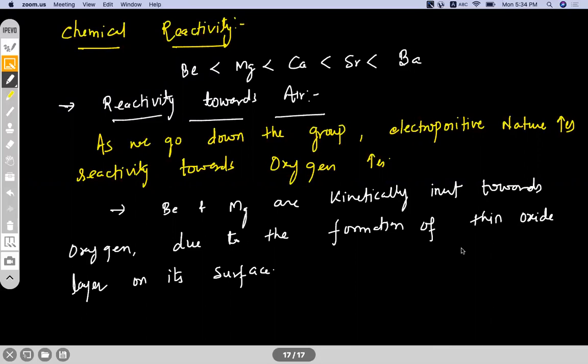Kinetically inert means the reaction rate is negligible, it's extremely slow. Kinetics means the flow of reaction, how the reaction proceeds. So kinetically inert means the reaction rate is extremely slow, and we ignore that. It's not that the reaction is not happening; the rate of the reaction is very slow. Clear? Okay. So this is important for beryllium and magnesium.